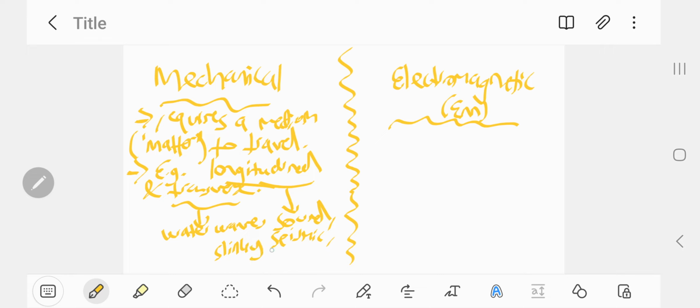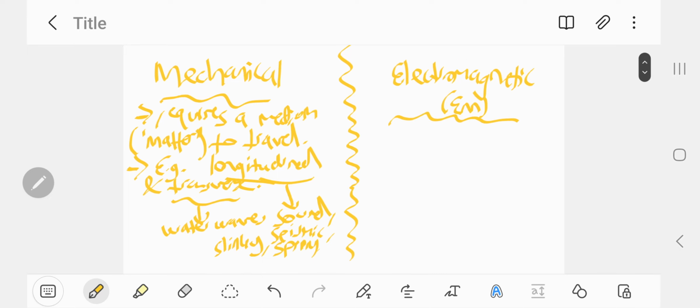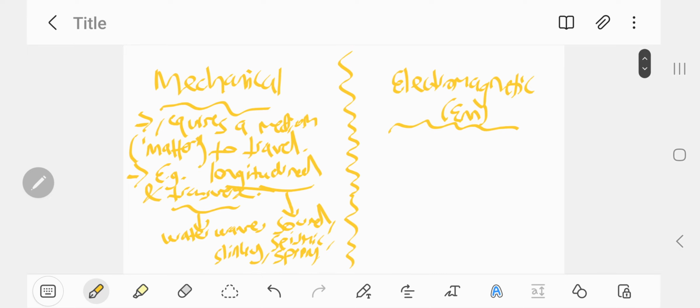Slinkies and springs. Springs as well. So that's what mechanical waves are. They're basically things that need something to travel through. And they can be longitudinal or they can be transverse waves. Electromagnetic waves, on the other hand, something a bit different.